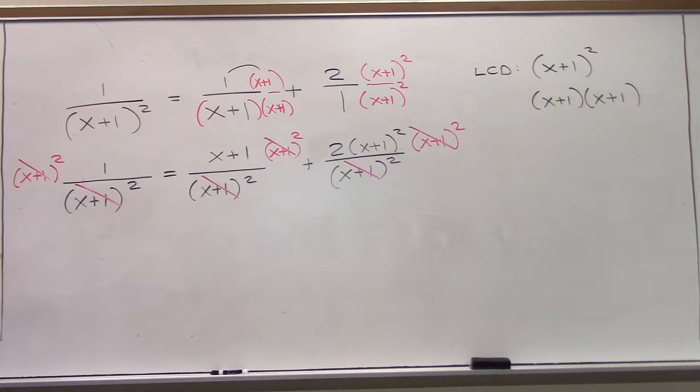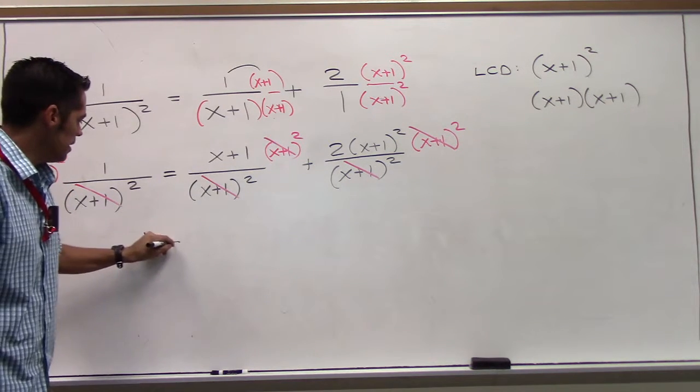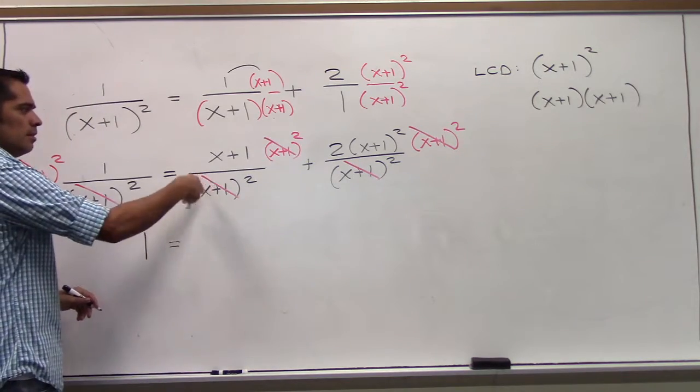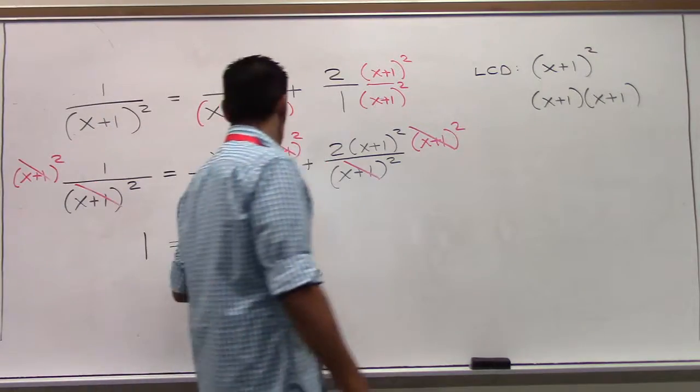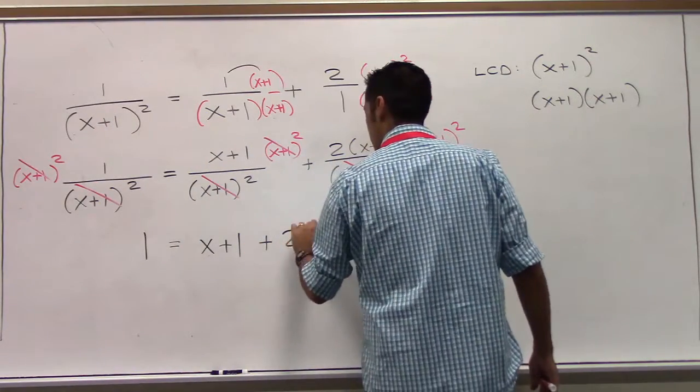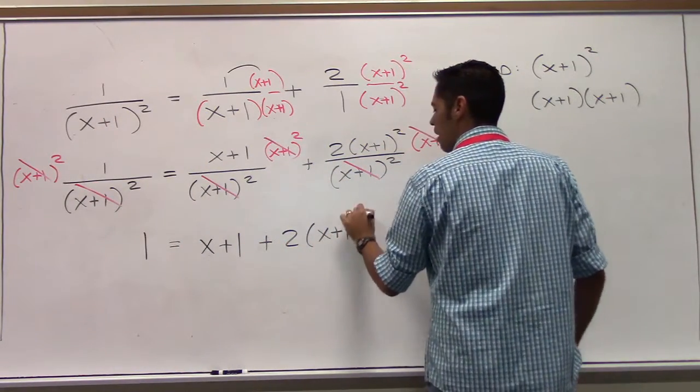And what you're left with is what? Over here? What do you have? 1 equals, the only thing left here is x plus 1. And then over here, plus 2, and then the quantity x plus 1 squared.